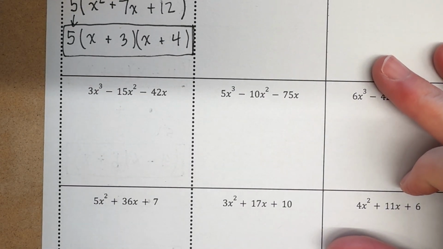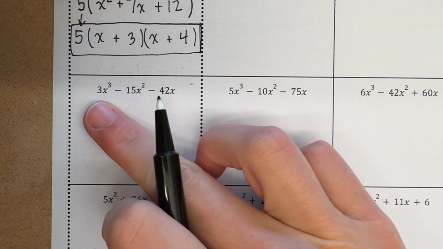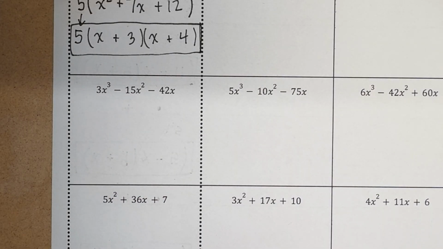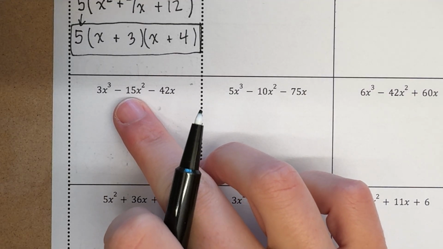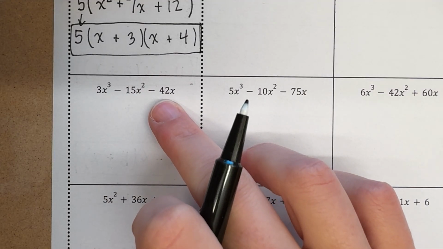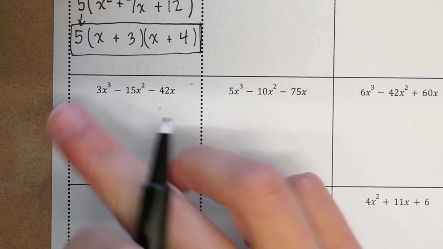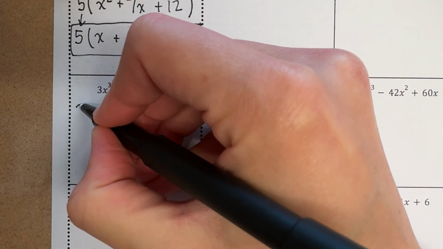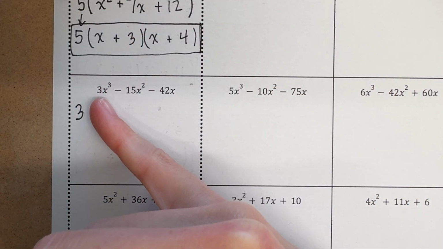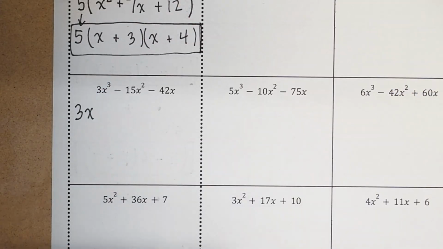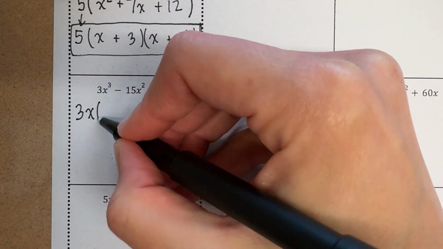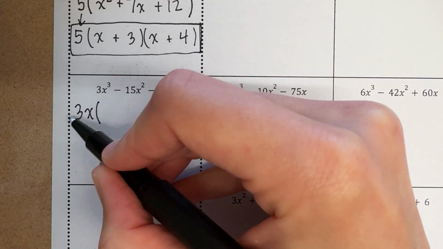Let's look at this next row. Here, again, I have to ask myself if there's a GCF. So I'm asking myself, is there a number that multiplies to 3, to 15, and to 42? And the answer is yes, that number is 3. And there's something else here. In this problem, there's also an x in each term. So in this case, the GCF is 3x. So I'm going to factor out 3x.